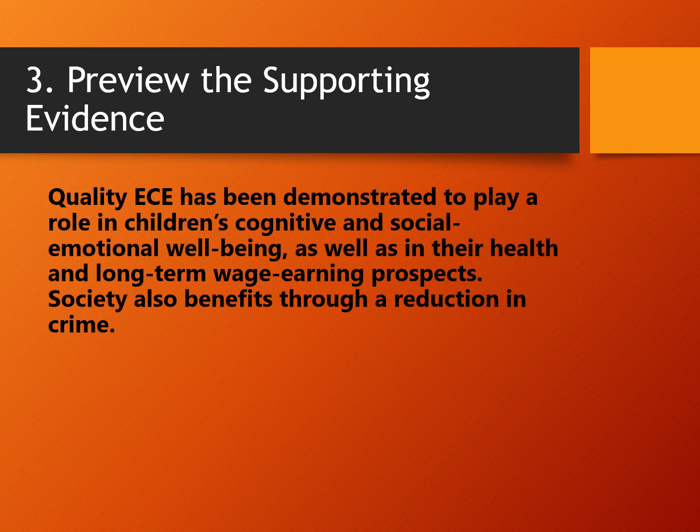Then there come one or two or three sentences that preview the supporting evidence. Again, this has to be very brief. For example, quality early childhood education has been demonstrated to play a role in children's cognitive and social emotional well-being, as well as their health and long-term wage earning prospects. Society also benefits through a reduction in crime. So automatically, when I read this essay, I expect to see something about the benefits to children's learning, their social emotional well-being, their health, their earning prospects, and a reduction in crime. So those are the previews. Notice you don't elaborate on those, you just list them.